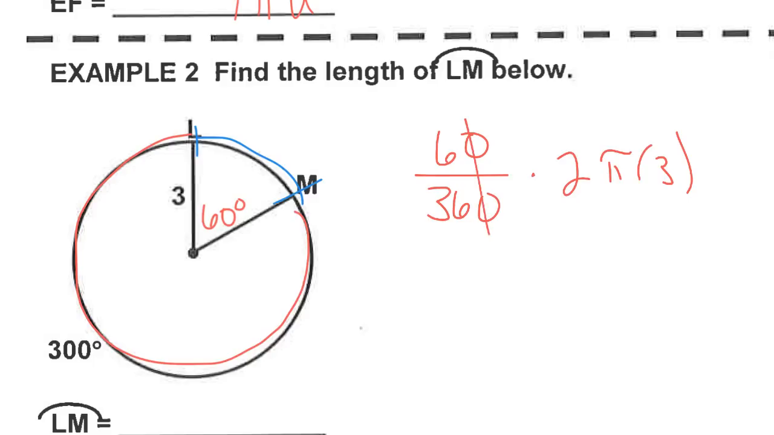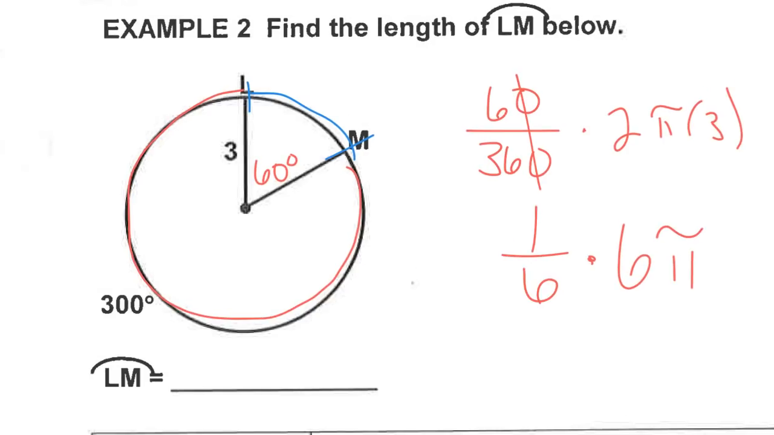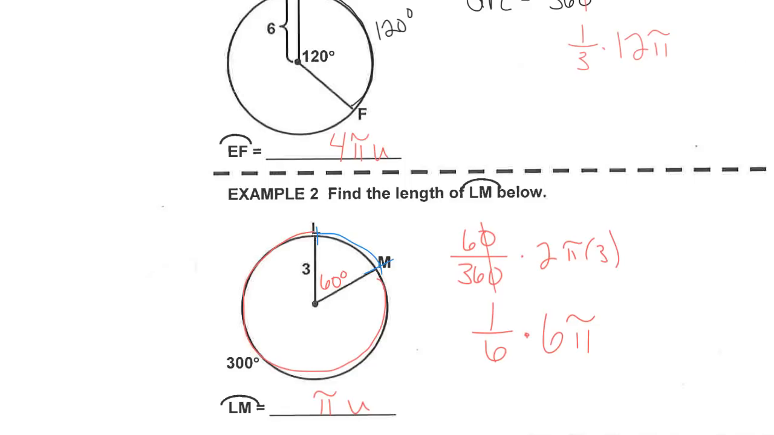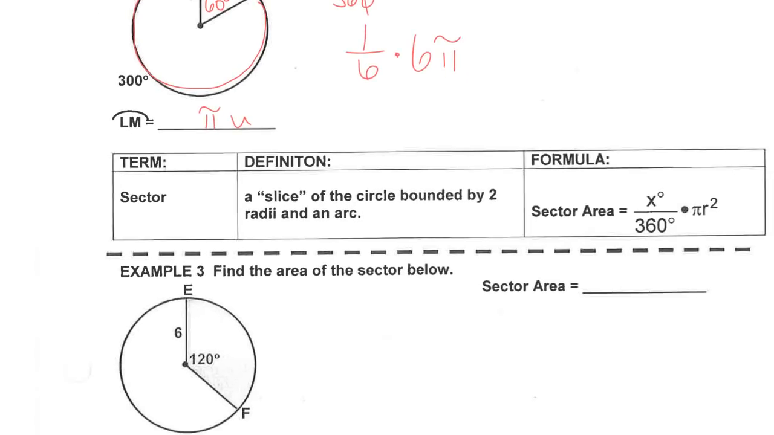So I'm going to simplify again. You don't necessarily have to. That's 1/6 times 6 pi. A sixth of 6 is 1. So I got pi units. So again, simplifying the fractions is up to you, but these are really straightforward. Just remember, with arc length, you're using the circumference formula, because now we're going to find areas of the sector.